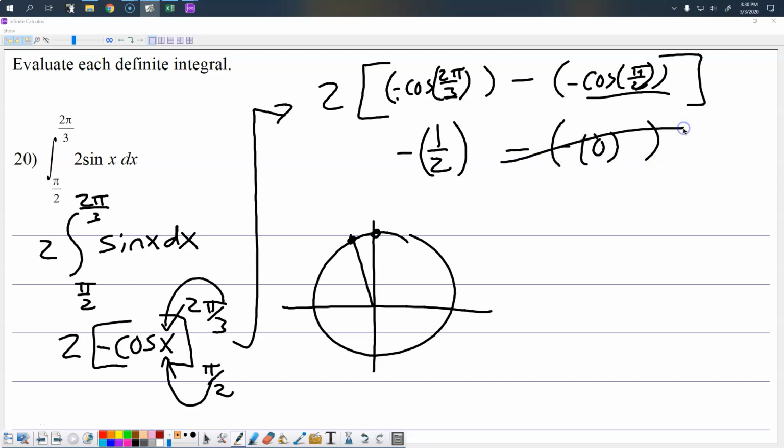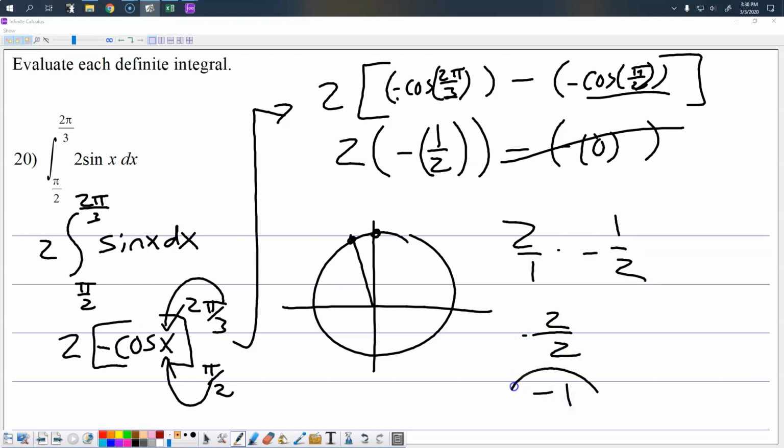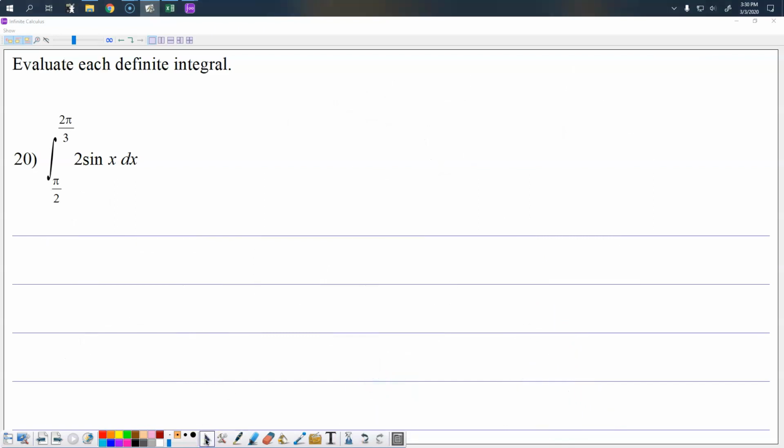So I don't really care about that. But we still have this 2 in the front. So what's 2 multiplied with a negative 1/2? Well, you end up with 2 over 2 with a negative in front, so the answer is negative 1. I believe that does it.